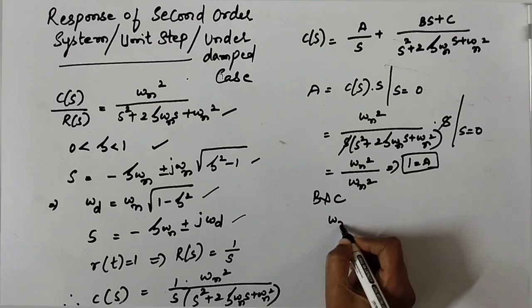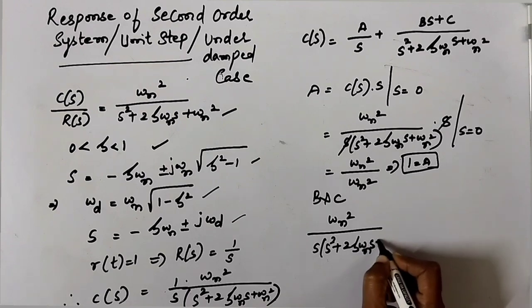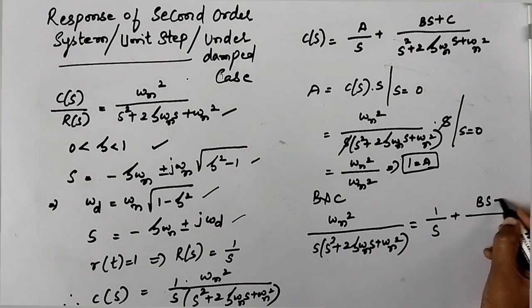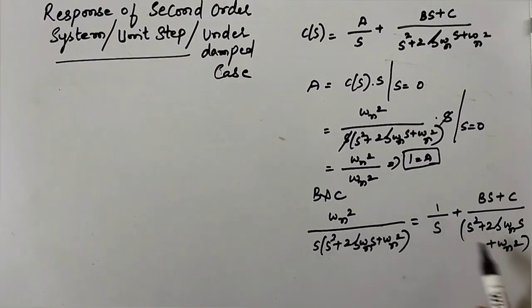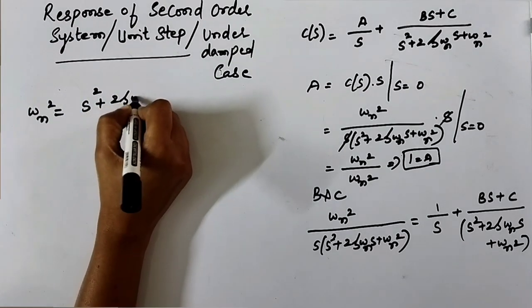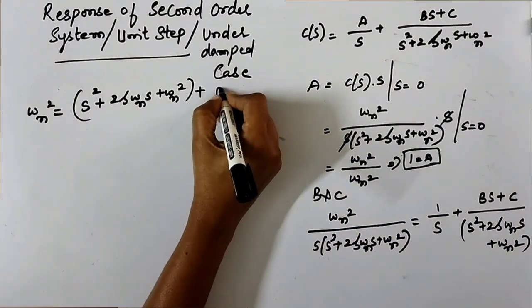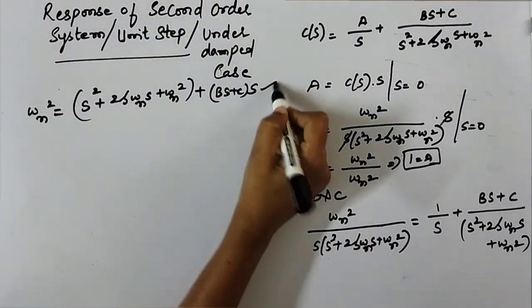Now for solving B and C. Omega n square by s into s square plus 2 zeta omega n s plus omega n square equals, A being 1 here, 1 by s plus (Bs plus C) by s square plus 2 zeta omega n s plus omega n square. Now we'll cross multiply this and then equate the coefficients. Omega n square equals s square plus 2 zeta omega n s plus omega n square, plus s into (Bs plus C) into s. The denominator got cancelled here. You're supposed to equate the coefficients.